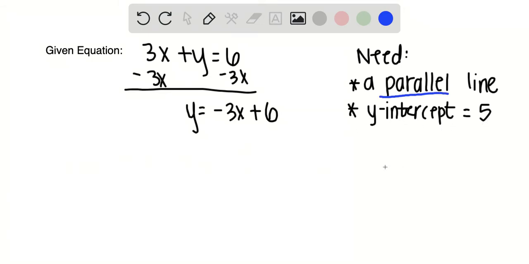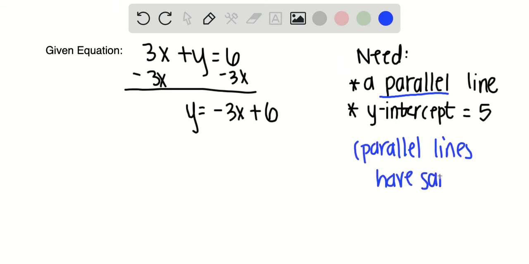Keep in mind, parallel lines have the same slopes. So this is a very simple question as soon as we were able to write the original equation in slope-intercept form. My slope will be the exact same as this one that was given to me, that I originally wrote. So my slope will be negative 3x as well. And then my y-intercept will just be, instead of 6, it'll be 5, so plus 5.